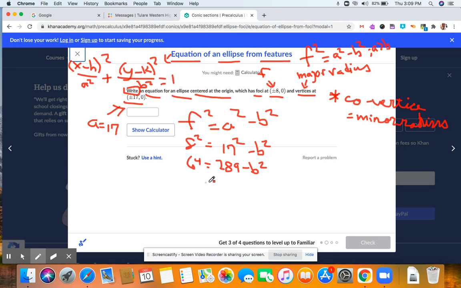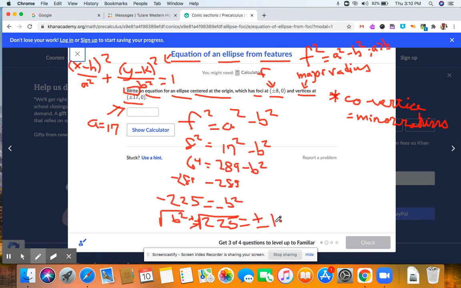Minus b squared, minus 289 from both sides, and I get negative 225 equals negative b squared. So b squared is equal to 225. Whenever you undo a square, do you remember what you always have to have? The plus or minus. So plus or minus 15. All right, and that makes sense. It links together. So that's our minor radius here.